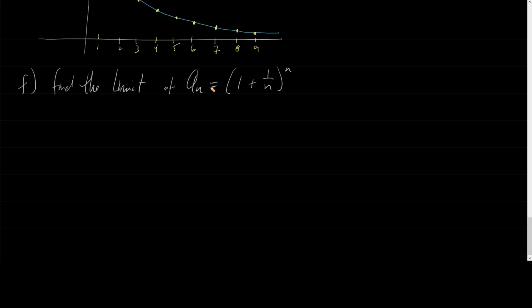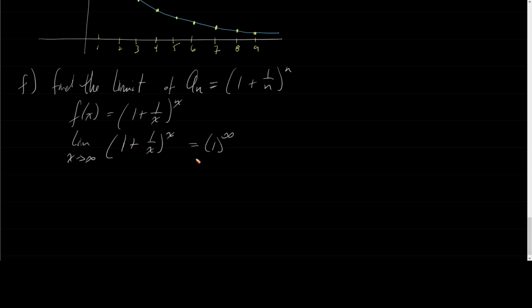Well, the very first thing I'm going to do here is come up with a function f of x. I'm going to say f of x is equal to 1 plus 1 over x, to the x. So what we really want to do is take the limit as x goes to infinity of this function. So let's see, what does that give us? The limit as x goes to infinity of 1 plus 1 over x, to the x. If I let x go to infinity, what does this give me? This piece right there, 1 over x, goes to 0, so I end up with just 1 to the infinity. We don't like that.